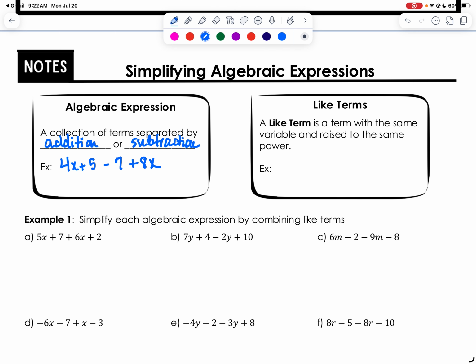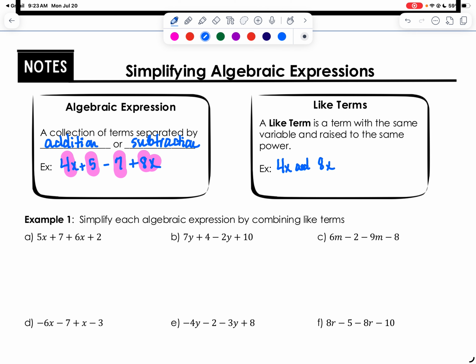This is an algebraic expression, and you can see we have 4 individual terms, and they're all separated by either plus or minus. Now, a like term is a term with the same variable and raised to the same power. So in our previous example, we have 4x and 8x. Those are like terms. They have the same variable x, and x is both raised to the first power.